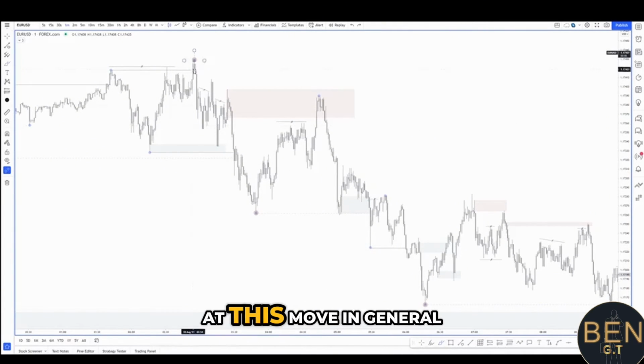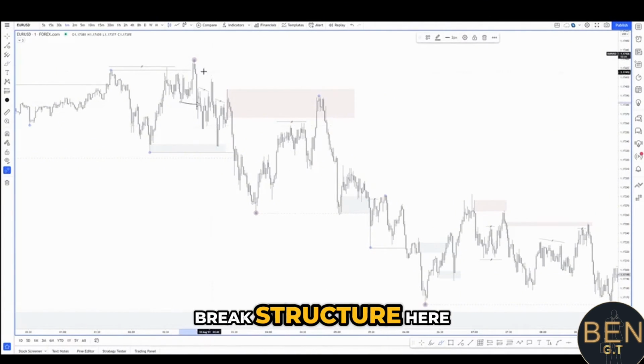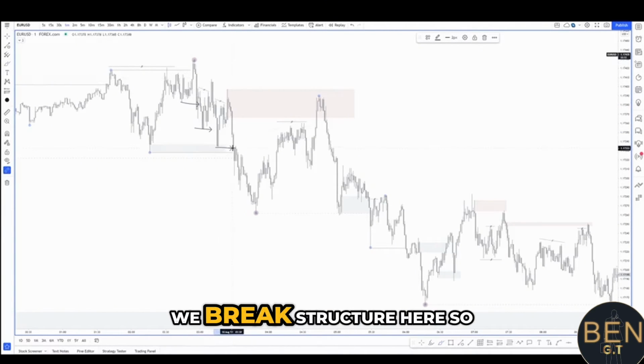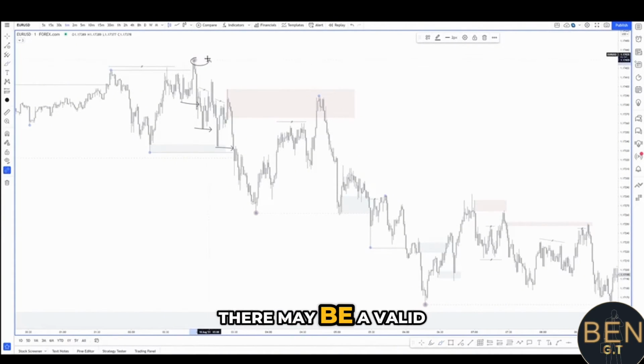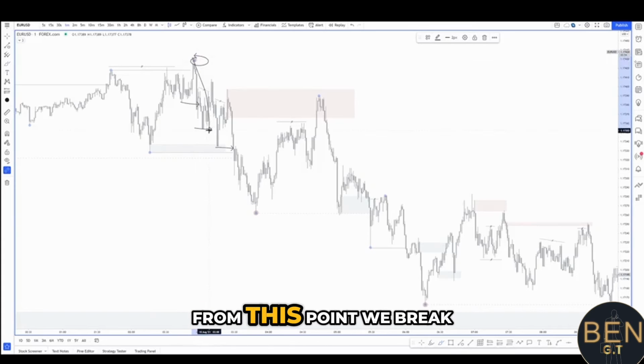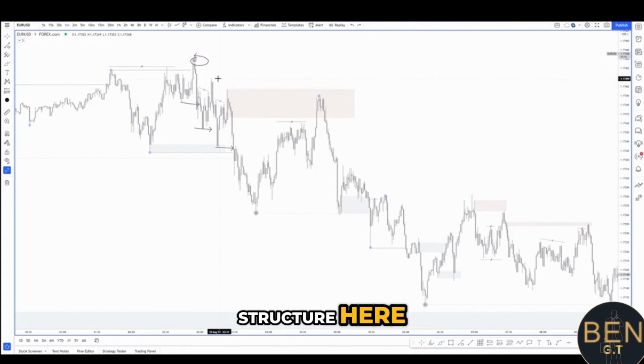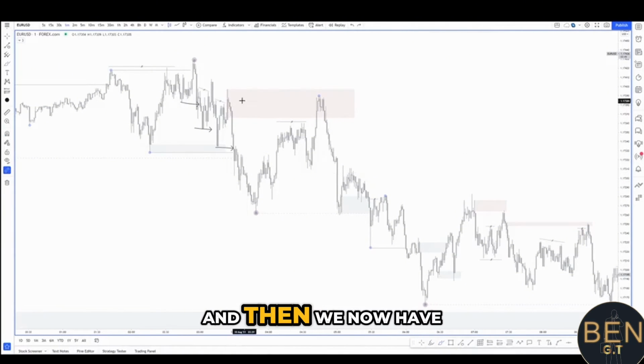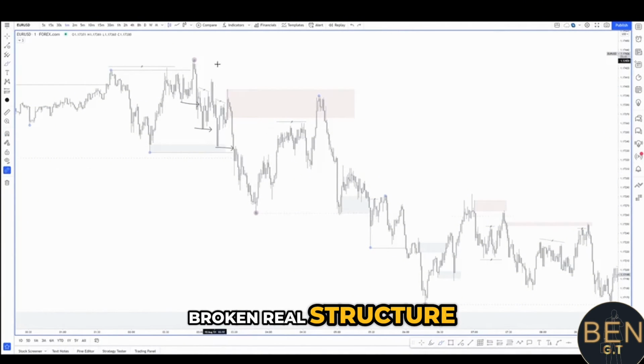And if we just look at this move in general, what we can see is we break structure here, we break structure here, we break structure here. So in theory, there may be a valid supply zone in these wicks. We can see that we break structure would be from this point. We break structure here, therefore this would be a valid supply zone, and as we can see, it does get respected. And then we now have broken real structure, a lot of structure.